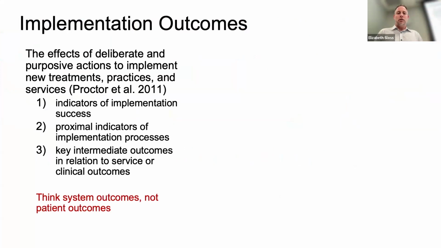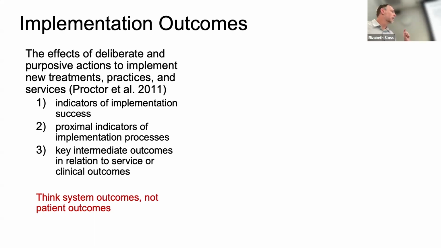So implementation outcomes are defined as the effects of deliberate and purposive actions, think implementation strategies, to implement new treatments, practices, or services. They can be indicators of implementation success. They can be proximal indicators of implementation processes. They can also be key intermediate outcomes in relation to service or clinical outcomes. So most of us are probably familiar, at least, with the concept of higher fidelity typically being positively associated with higher clinical effectiveness. That is probably the best example of an implementation outcome being related to a clinical outcome, but we'll look at some more examples here in a bit.